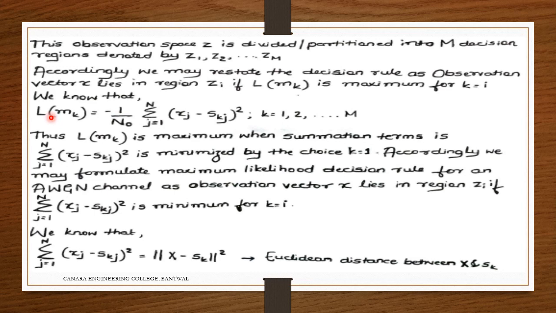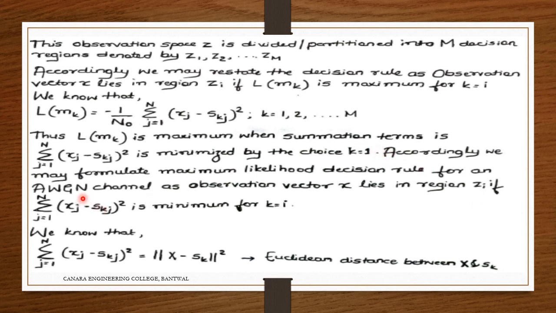We know that capital L of mk equals minus 1 by N naught, summation of j equals 1 to capital N of xj minus skj the whole square, where k equals 1, 2, and so on up to capital M. Thus L of mk is maximum when the summation of j equals 1 to capital N of xj minus skj the whole square is minimized by the choice k equals i.